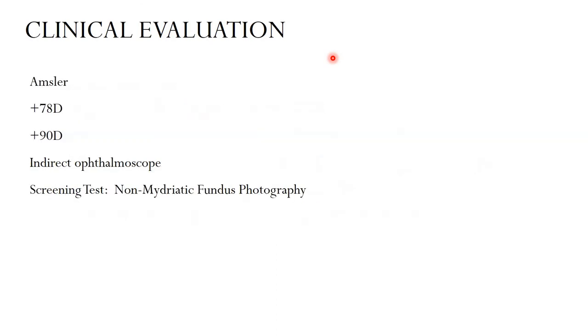So coming to the clinical evaluations, you have to look into the Amsler grid because in early cases they might come up with distortion, which you then check with 90D and 78D lenses and direct scope, and then the screening test, which can be a non-mydriatic fundus imaging.